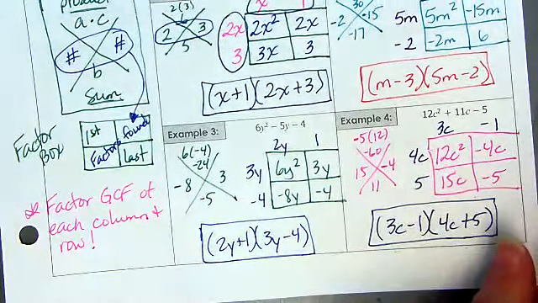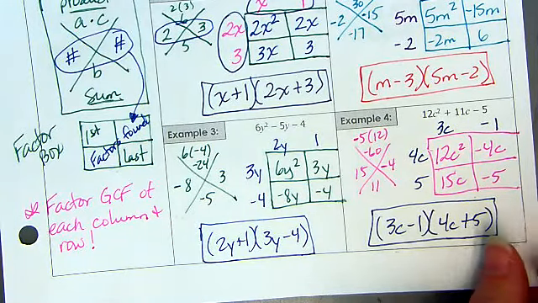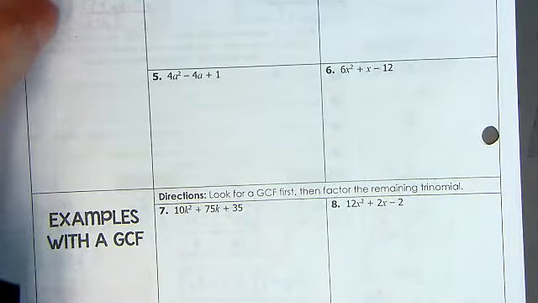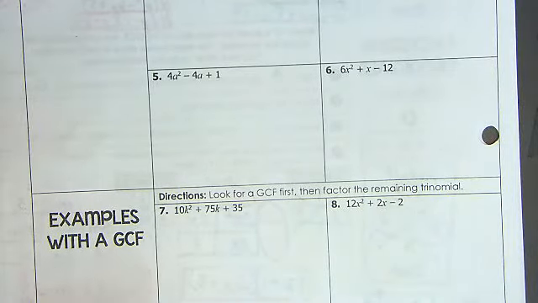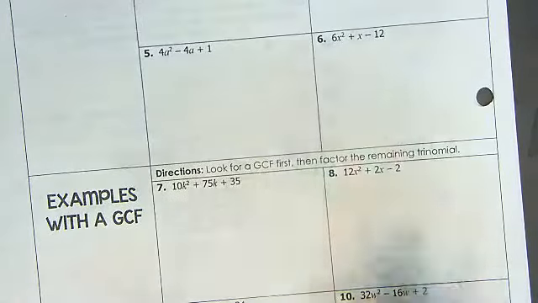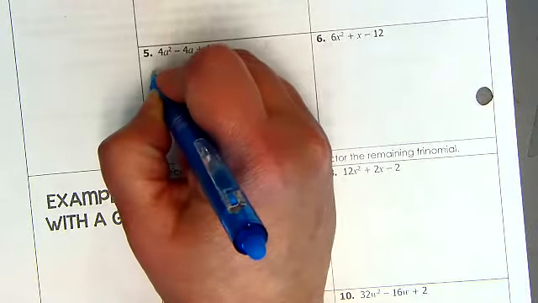Okay, I went through those fast just because before we have practice. All right, flipping this page over. We're going to do a couple of more of these that have different types of examples so we can see. Okay, number 5. We still do the same process.